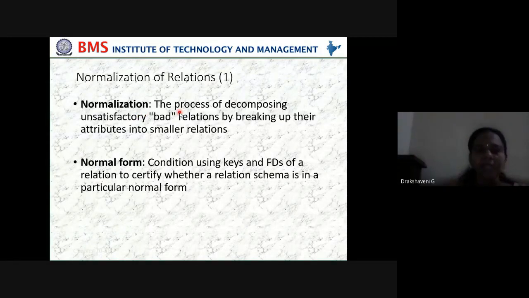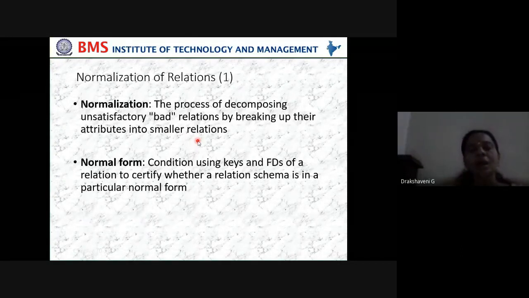So the meaning of normalization says, the process of decomposing an unsatisfactory bad relation by breaking up its attributes into smaller relations. What do we mean by decomposition? Decomposition is breaking up. Why do we break up the table? When it is unsatisfactory, it is not in a good relation, it is a bad relation, and we want to break it into smaller relations so that the table becomes more efficient, takes less space, and has fewer nulls. That's what we are doing with smaller relations.